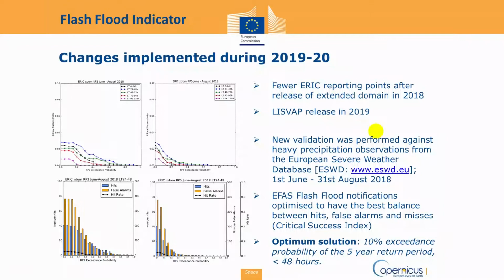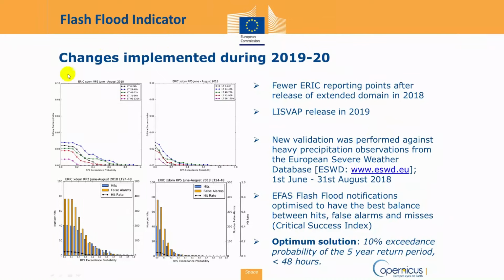against heavy precipitation observations from the European Severe Weather Database. And this was done for the period 1st of June to 31st of August 2018. The EFAS flash flood notifications were then optimized to have the best balance between hits, false alarms and misses. And this combination is known as the Critical Success Index, or CSI. There are a number of graphs on the left hand side of the screen.